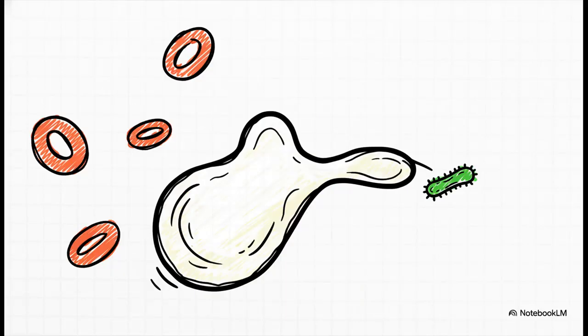Okay, first things first. Let's get one thing straight. Cells are not just these simple static blobs you might remember from a textbook. They are unbelievably diverse. I mean, just look at this. This is a classic example.